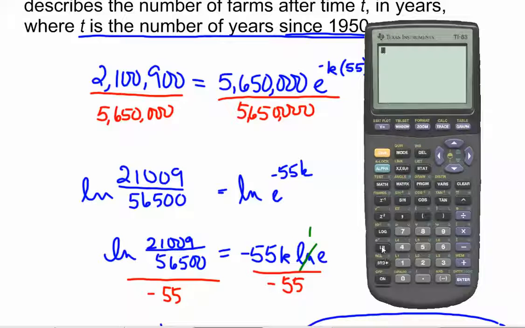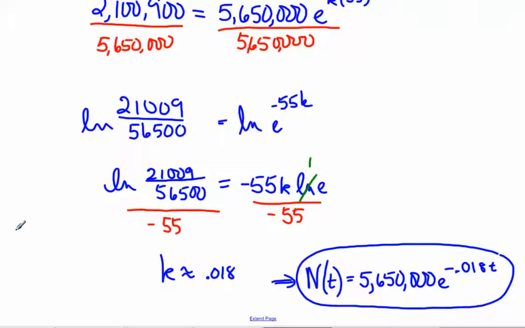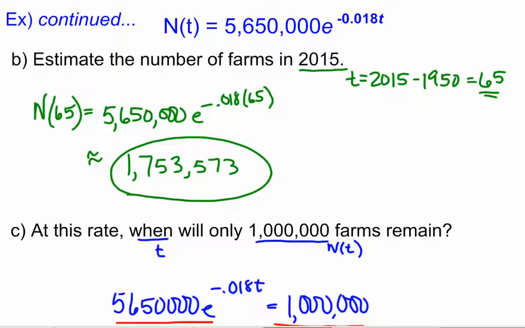Now I want to show you on the calculator what that's going to look like. So ln of the 21009 divided by 56500. Now close that because we're done taking the natural log, and divide that through by the negative 55. And we get our answer here of about 0.018 when we round. So let's just round a little bit, and this is going to be then our general decay function.